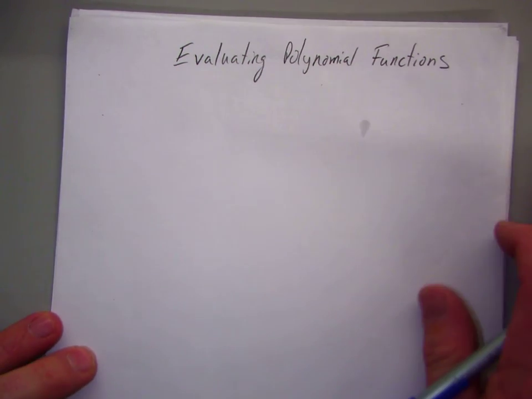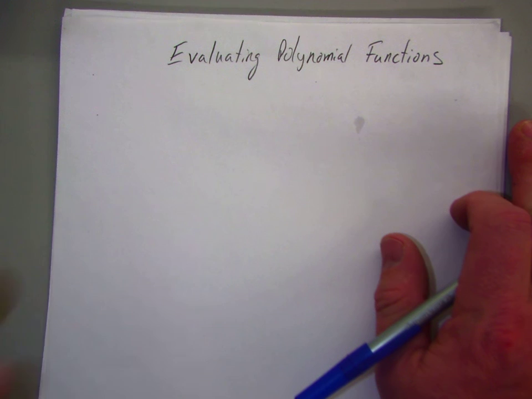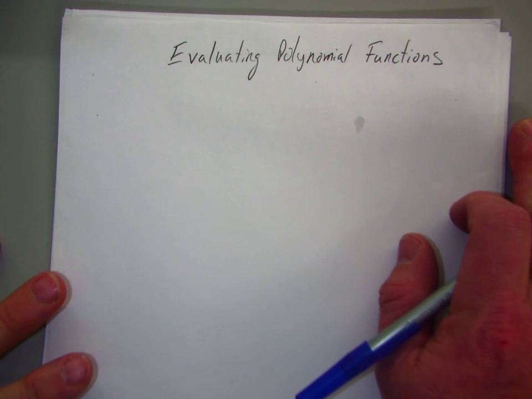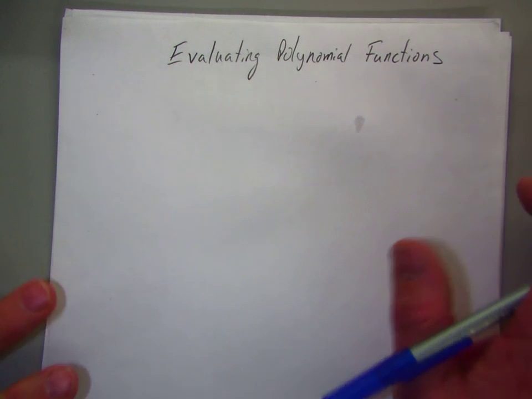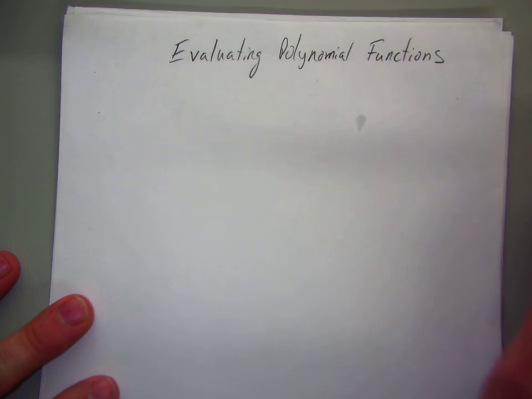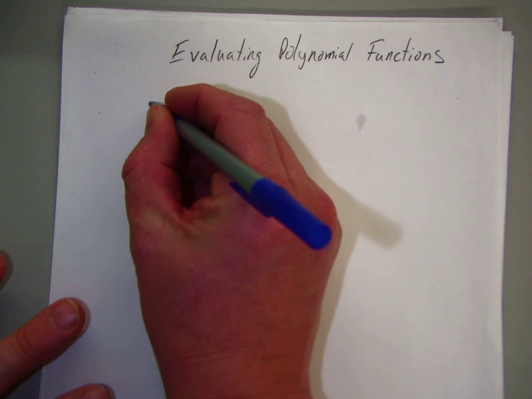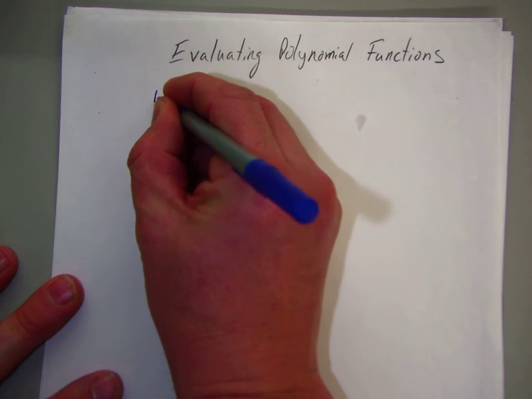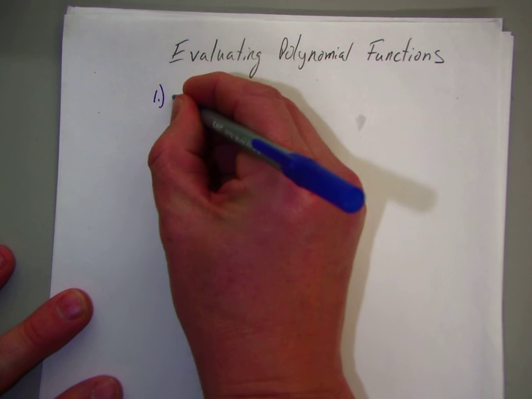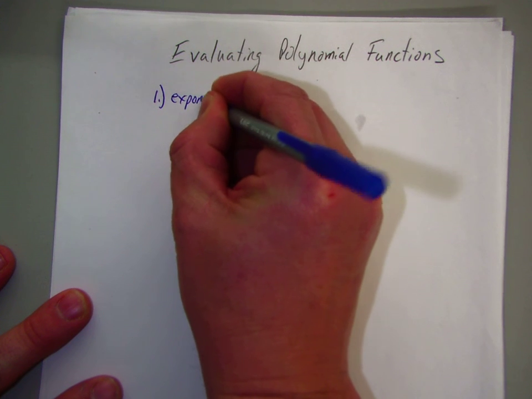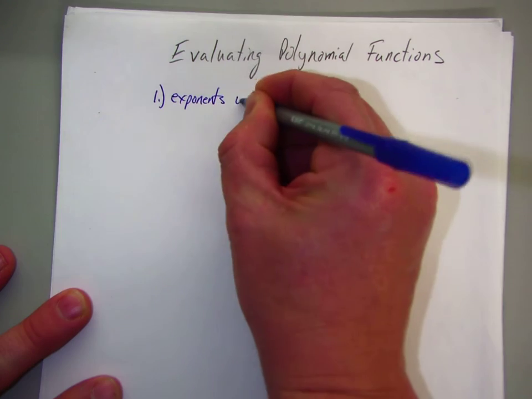All right, in this section we're going to evaluate polynomial functions, but before we evaluate, we are going to determine if functions are polynomial functions or not. In order to determine if it's a polynomial function, the first thing you have to do is look at all the exponents. Are the exponents whole numbers?